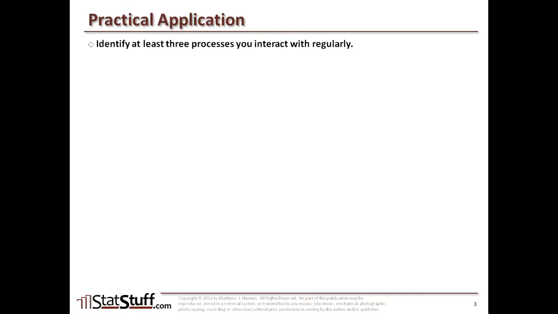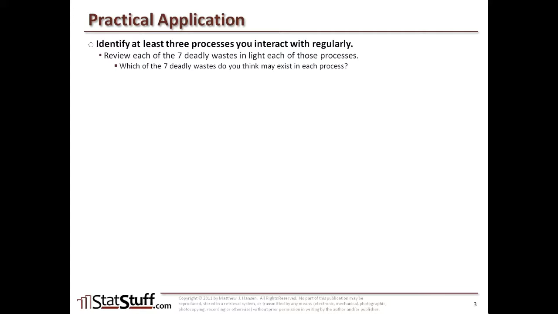Alright, before we close this lesson, let's discuss how we can apply some of these concepts in a practical way. What I'd like you to do is try to identify at least 3 different processes that you interact with on a regular basis. And then for each one of those, try to consider the 7 deadly wastes in light of each of those processes. And then try to ask yourself these questions.